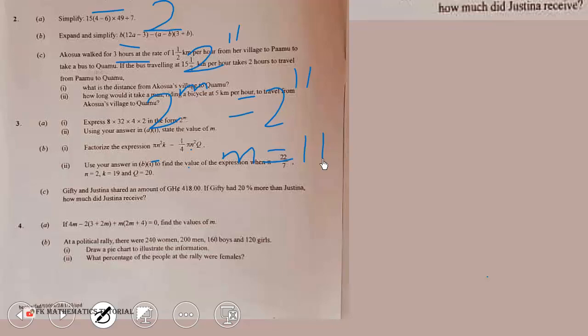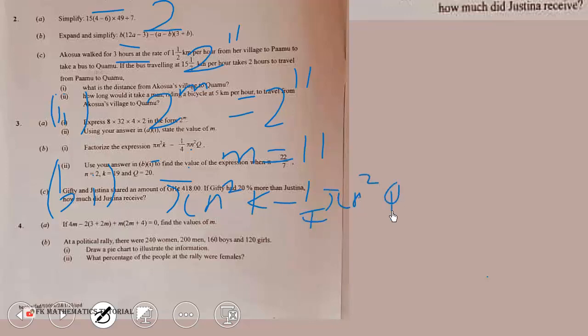Then the b, so the i part, so that is the i. Then the b i said that we were asked to factorize the expression pi n squared k minus 1 over 4 pi n squared q. So we have pi n squared, so we factor it out. So we have k minus q over 4, or 1 over 4 q.